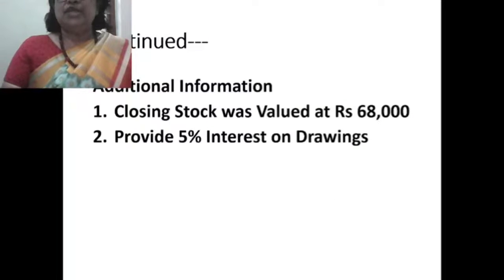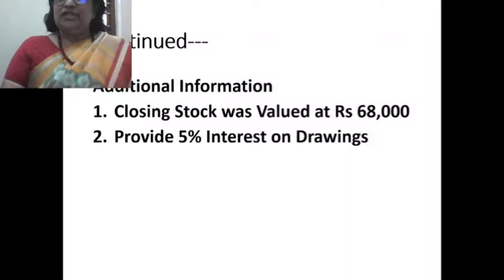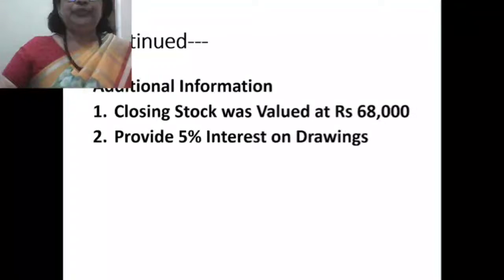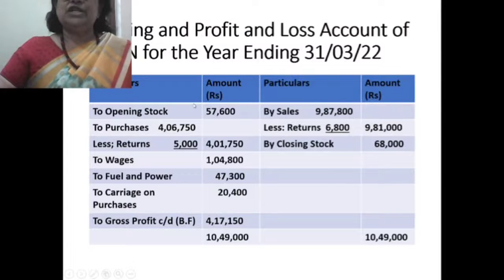Two additional information: closing stock was valued at rupees 68,000. Provide 5% interest on drawings. When it's coming as an adjustment, there will be two adjustments. Closing stock, you have already learned that, credited to trading account, asset in the balance sheet. 5% interest on drawings is an income. It will be credited to profit and loss account, subtracted from capital along with drawings. These are the adjustments.